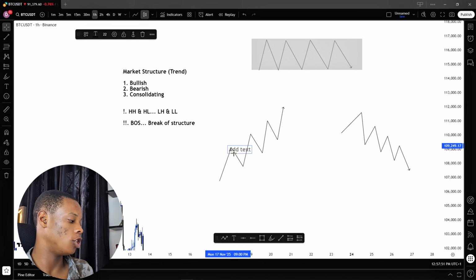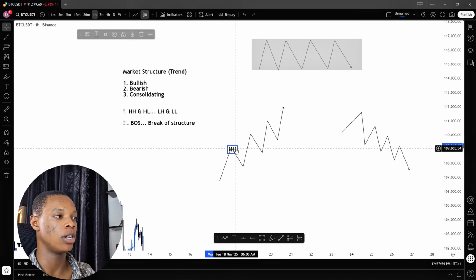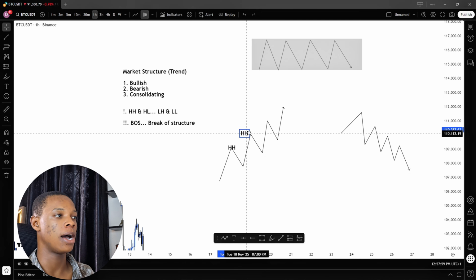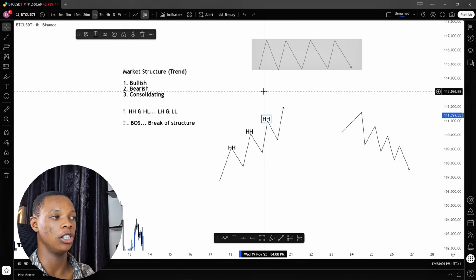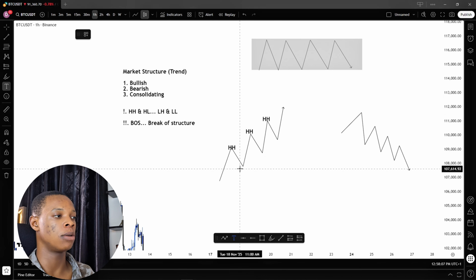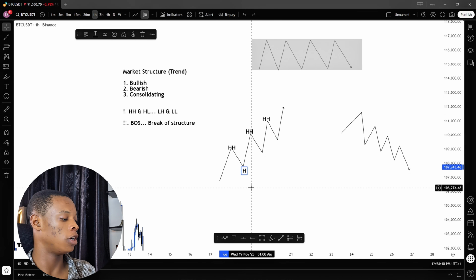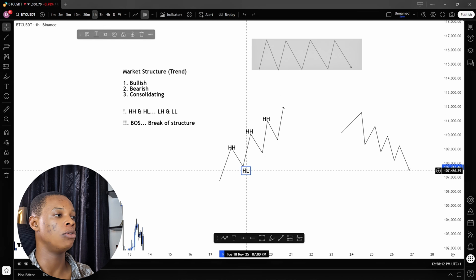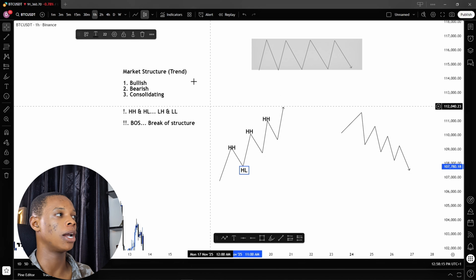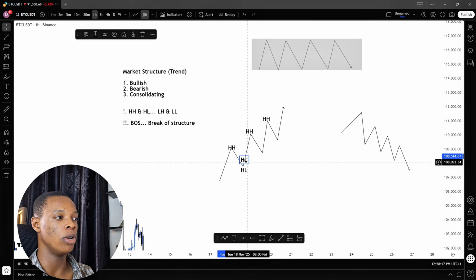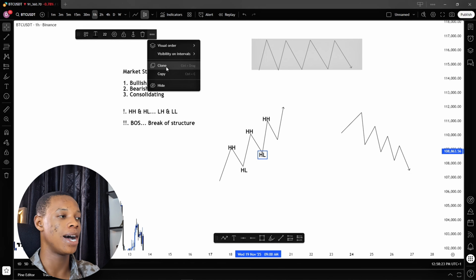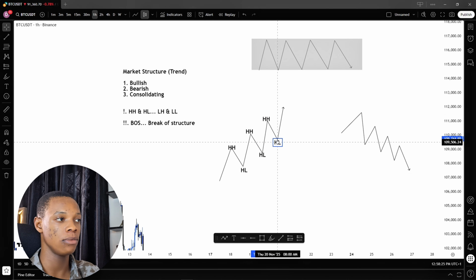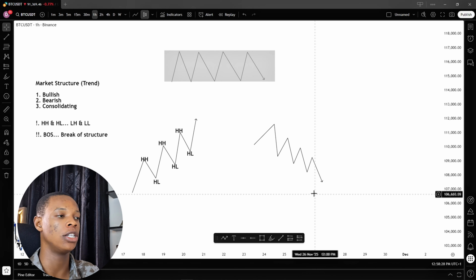It keeps creating HH, higher highs, to the upside. This is a high, and the next high was higher. That's a higher high, right? It keeps creating higher highs, so with this I'm able to tell that the market is bullish. It keeps creating higher lows as well. HL, higher lows, as it's going up, showing that this market is actually bullish. With this, you can tell that the market is bullish because it's creating higher highs. I'm going to show you on the chart. Then let me show you a bearish move.